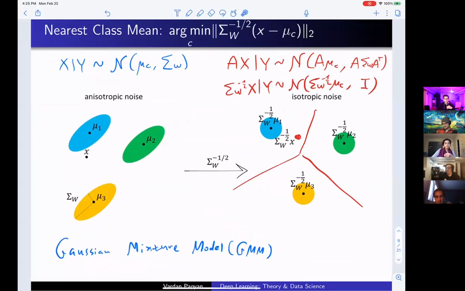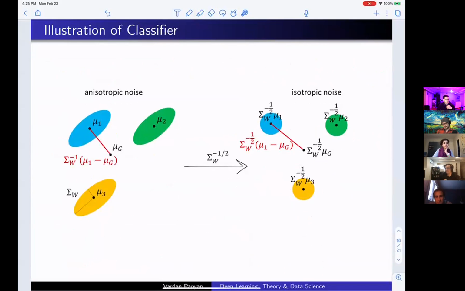Okay. Now, here I was trying to illustrate that if you take all of these class means, you can average them and you get something called a global mean, right? This global mean can be connected to one of those class means, and then you get mu1 minus mu g multiplied by sigma w minus half, right? So really, this is a fundamental quantity.